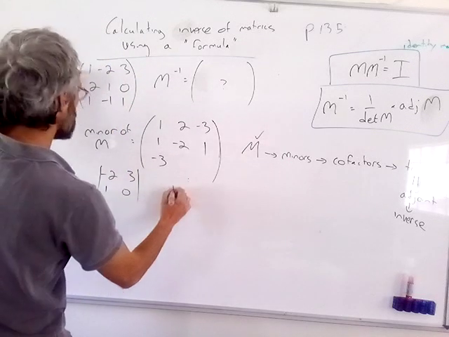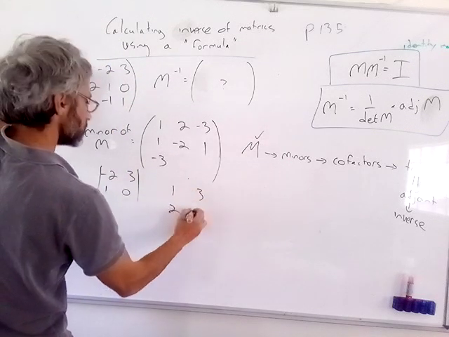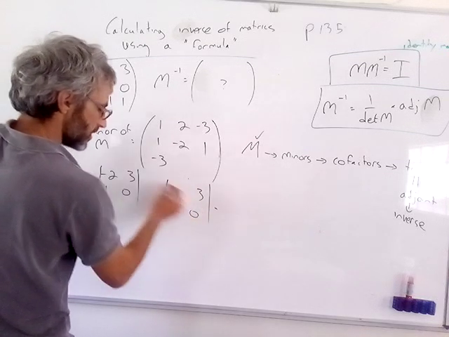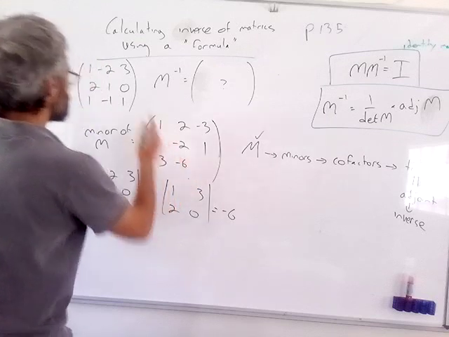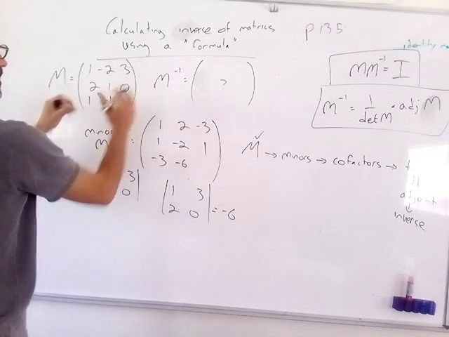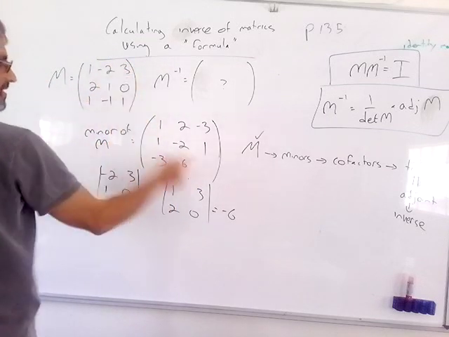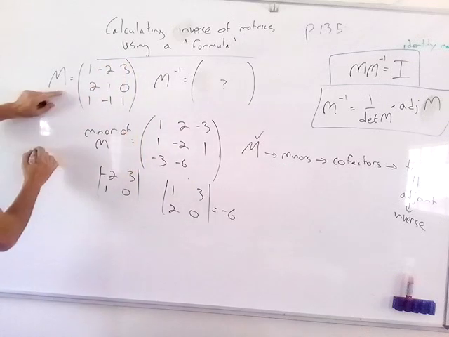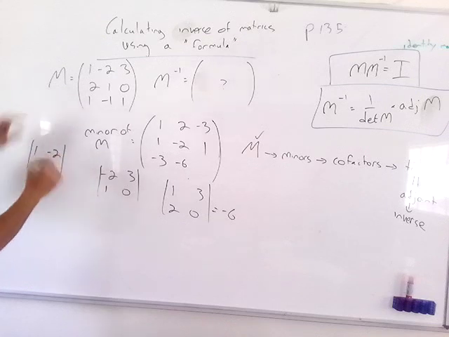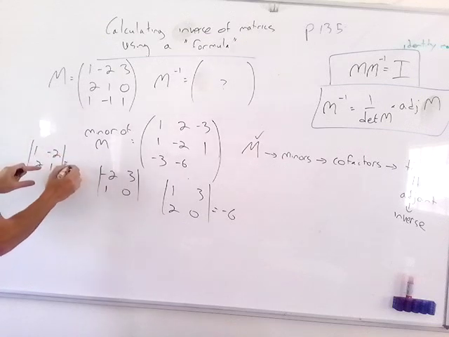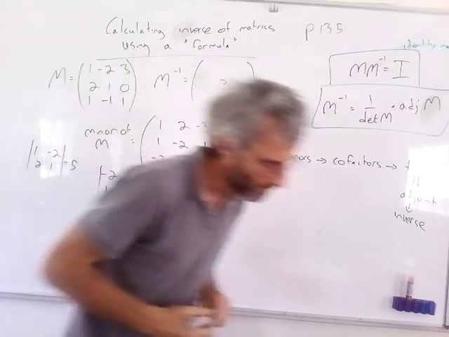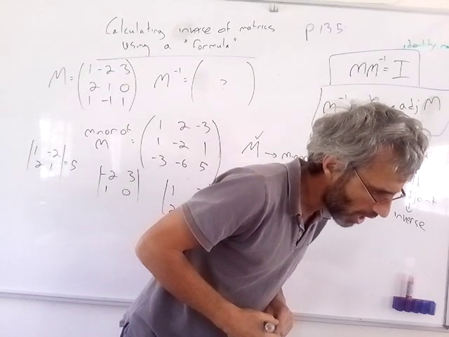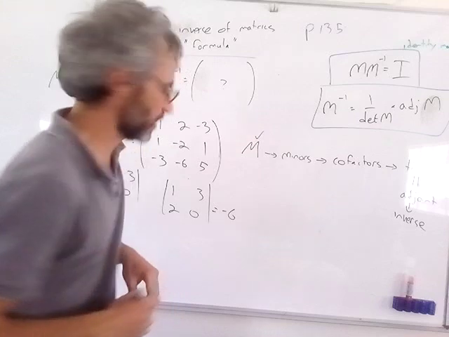So I'm going to have 1, 3, 2, 0, and the determinant here is 0 minus 6, so that's going to be minus 6. And the last one, if I'm hiding this one, I'm going to have the determinant of 1, minus 2, 2, 1, which is 1 plus 4 is 5. So I'm getting a 5. Okay, let's have a quick check. Yeah, I think it's okay.